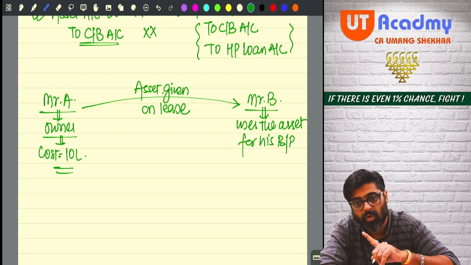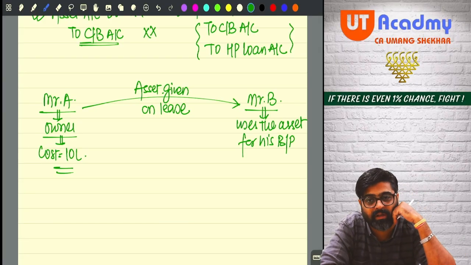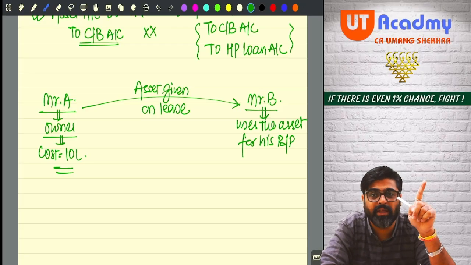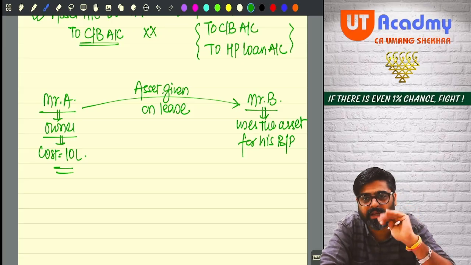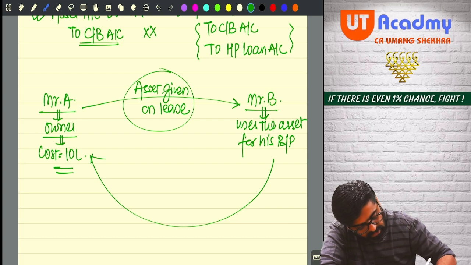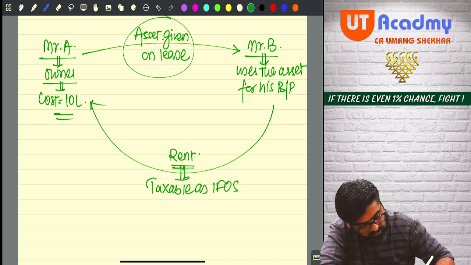Mr. A, who happens to be the owner of the asset, is not keeping the asset with himself. He is giving that asset away to someone else. So if giving the asset on lease is not the business of the assessee, not the business of Mr. A, tell me, when the asset is given on lease, Mr. B will give what? Mr. B will give rent, yes or no? That rent will be taxable as income from other sources for Mr. A.